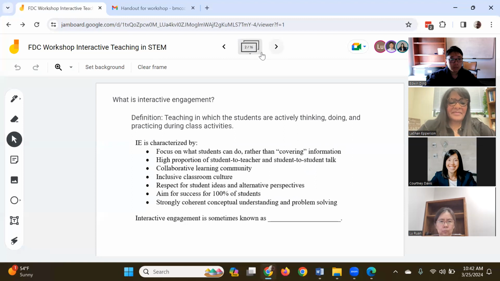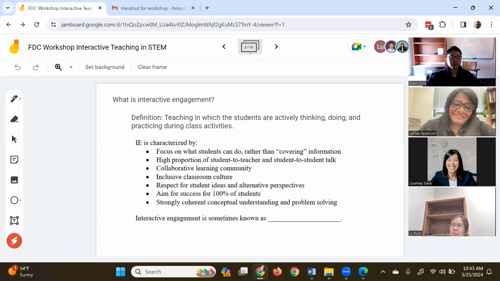Okay, so starting off here, what is interactive engagement? As a definition, this is my definition. You may agree or disagree. It's teaching in which students are actively thinking, doing, and practicing during class activities. So that's a pretty broad definition. It's almost anything that's not just the student sitting there listening to you lecture. Not that there's anything wrong with lecture. There's a time and a place for it, and we do have to do some of it regardless. But if we strictly lecture and don't give students time to think and do and practice, then they're not really going to learn as effectively. And I'll show you some data on that as we go.